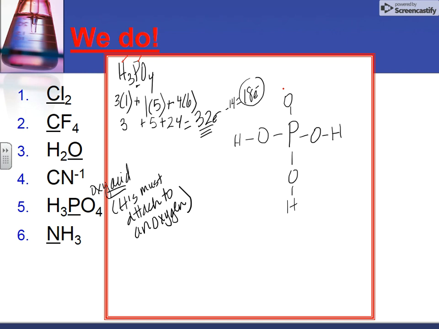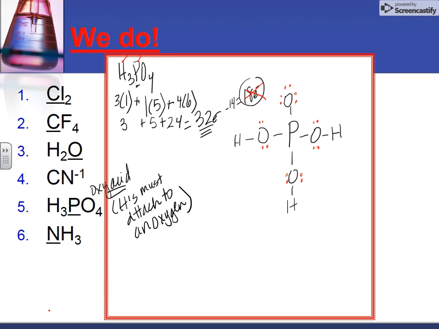So we're going to take the remaining 18 electrons, and we're going to place them until all the oxygens have 8. So 2, 4, that finishes him. 6, 8, 10, 12, 14, 16, 18. That's all 18. Now, every oxygen has their octet, so you are finished with phosphoric acid.